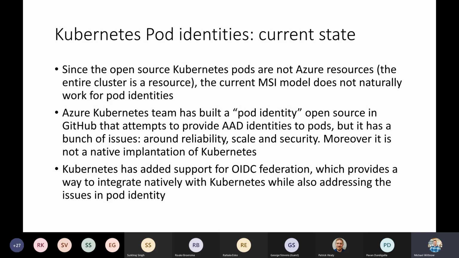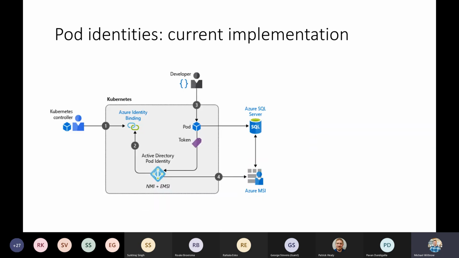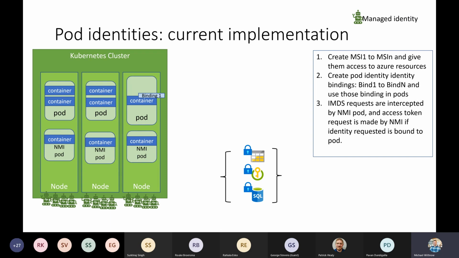And so as you look at pod identity in its current state, we'll get into a couple of different key things. The idea is that pod identity in its current state is based off of IMDS, and it's actually leveraging the identity from the node itself, and through the NMI pod is actually doing the intercept and the identity transaction on the pod's behalf.